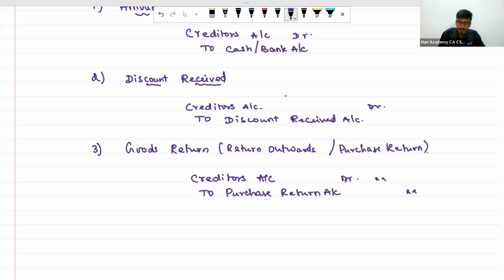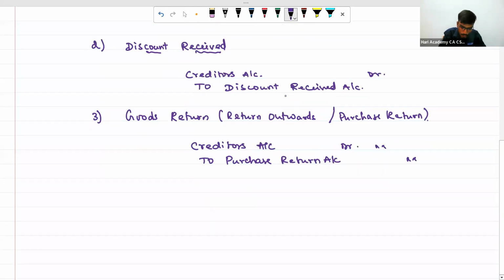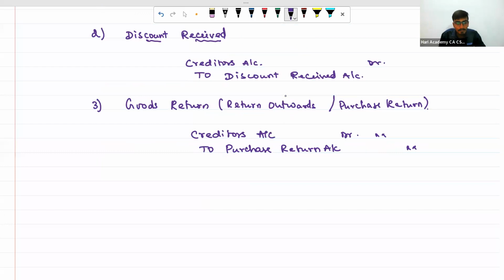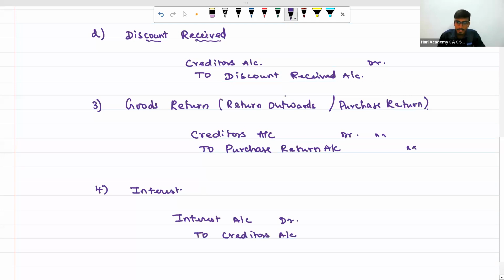Okay. Fourth one, there may be a chance that you may need to pay interest. At that time, interest becomes my expense. So interest account debit to creditors account.